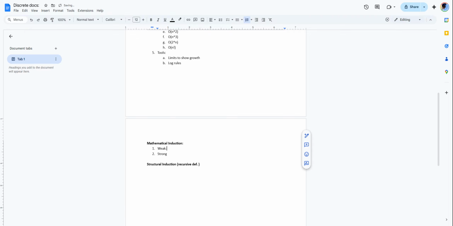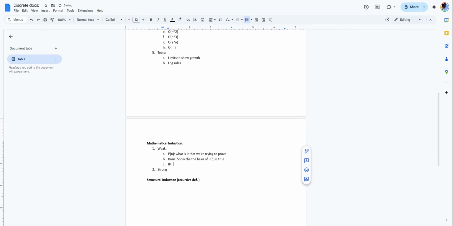Mathematical induction, there's weak. Remember that we want to show 4 steps. We want to have our Pn. So what is it that we're trying to prove? B is our basis. Show that the basis of Pn is true. There's a few more steps.